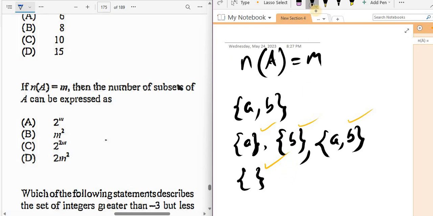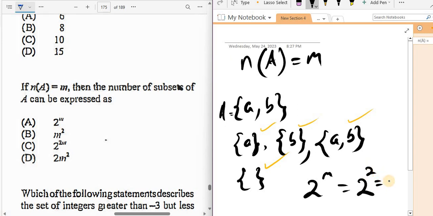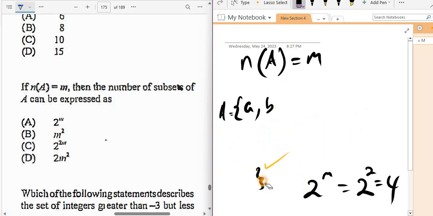4. And if we use a formula, the one given as option A, 2 to the power of m, where m stands for the number of elements in this set. Let's call this A. How many elements do we have in A? 2. So it's 2 to the 2 power, which means 2 times 2, which is 4. That's why we have 4 subsets. Understand that?